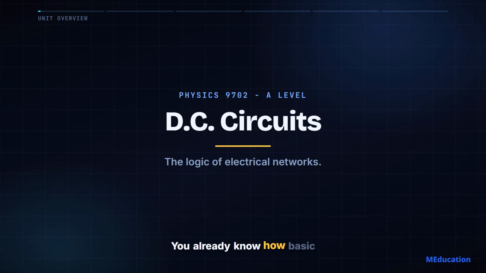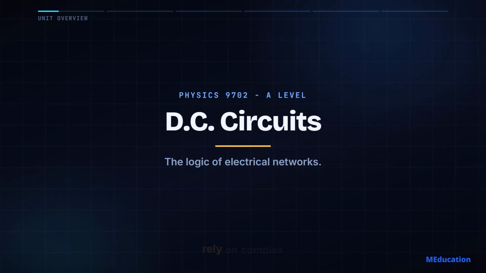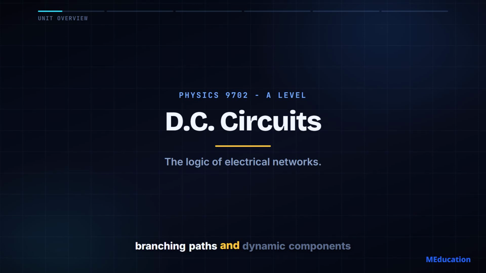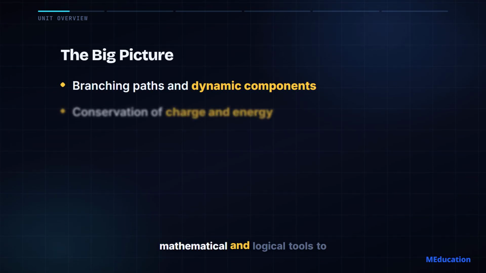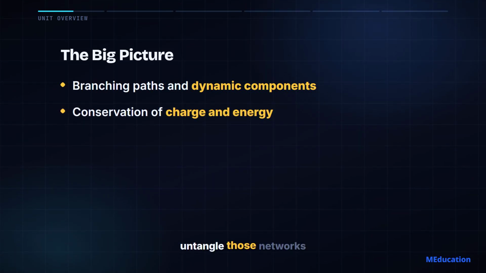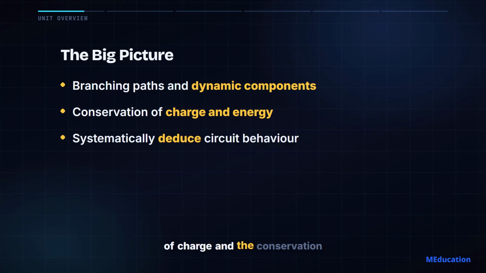You already know how basic single-loop circuits work from your earlier studies, but real-world electronics, from the motherboard in your computer to the sensor network in a modern car, rely on complex branching paths and dynamic components. This unit gives you the mathematical and logical tools to untangle those networks. We will use two fundamental rules of the universe, the conservation of charge and the conservation of energy, to unlock the behavior of absolutely any circuit.